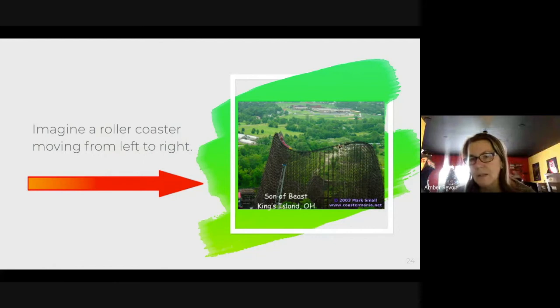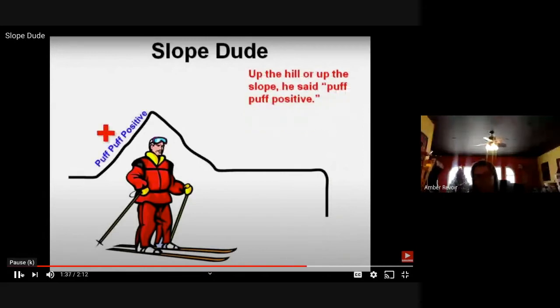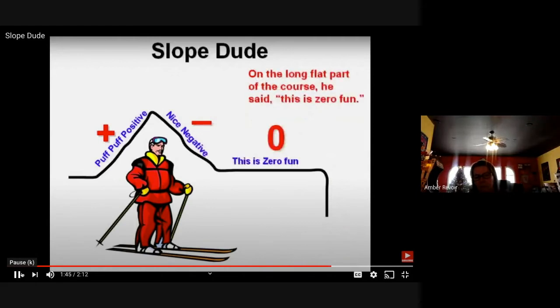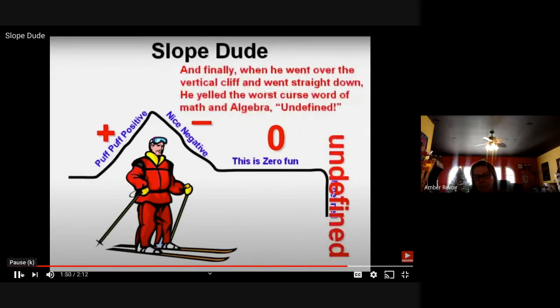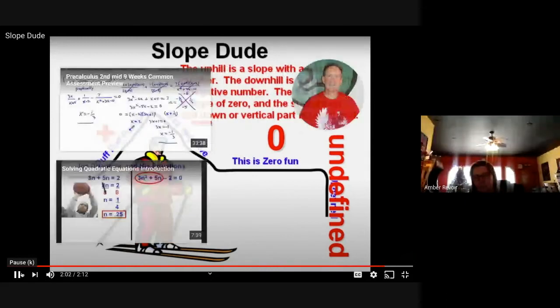They're ascending. Remember always what Slope Dude said during his ski trip. Up the hill or up the slope, he said, puff, puff, positive. On his downhill run, he said, nice, negative. On the long, flat part of the course, he said, this is zero fun. And finally, when he went over the vertical cliff and went straight down, he yelled the worst curse word of math and algebra: undefined. The uphill is a slope with a positive number. The downhill is a slope with a negative number. The flat part is a slope of 0. And the straight up and down, or vertical, part is undefined. This has been the adventure of Slope Dude.